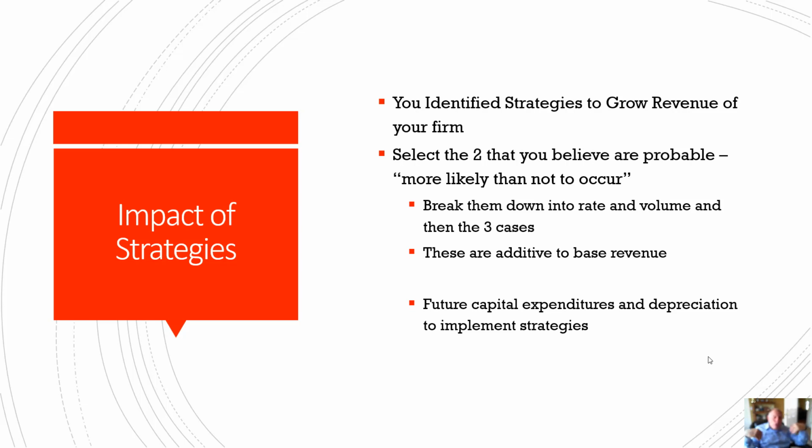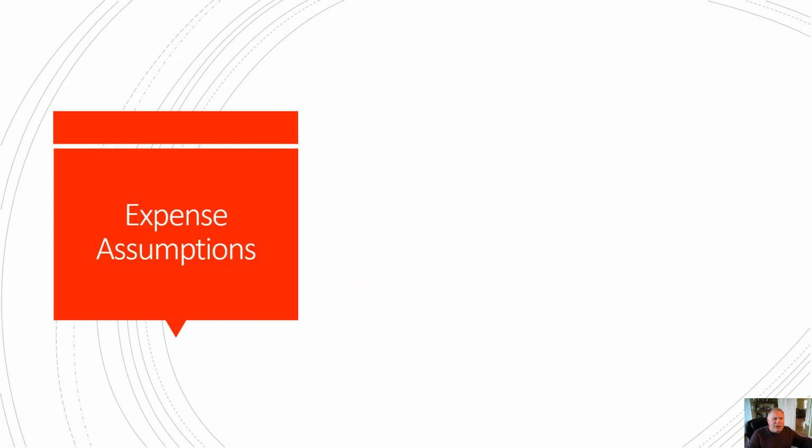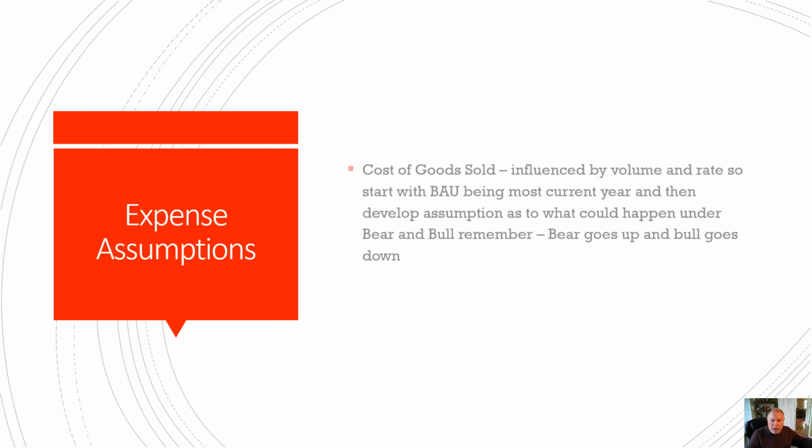Okay, so what we're going to do now is switch to the next video, and in the next video we're going to walk through what happens once we've completed the sales forecast. We move on to expenses, then we're able to compute the profit, and then we can compute the cash flow. So let's talk about expense assumptions.